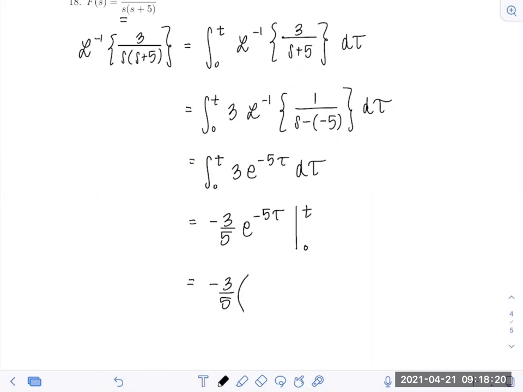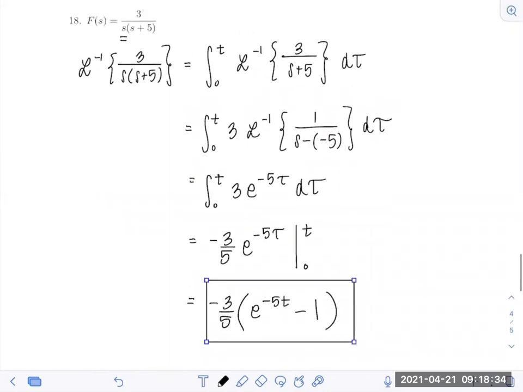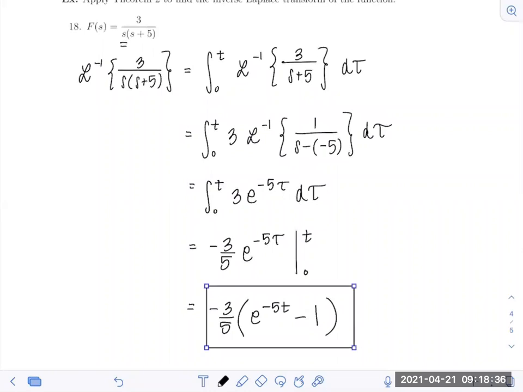So I'm going to keep my negative 3/5 out front, and I get e to the negative 5t minus 1, since e to the 0 is 1. And so this is the inverse transform of 3 over s times the quantity s plus 5.